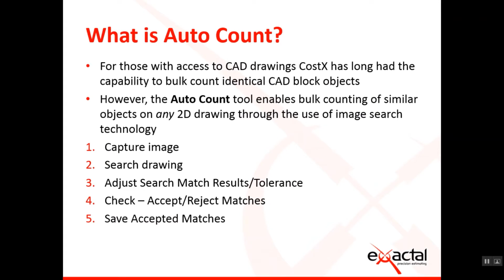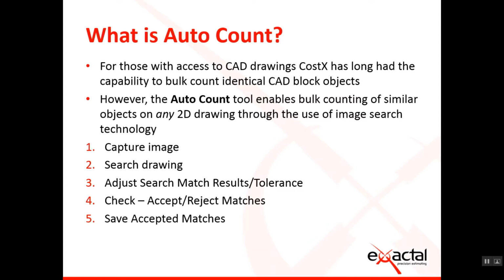So first of all, what is AutoCount? Before we get into that, for those with access to CAD drawings, you're able to bulk count identical CAD block objects. You can do this by holding Shift, Control and left clicking on a particular block on a CAD drawing. With the AutoCount, what that allows you to do is bulk count similar objects on any 2D drawing through the use of image search technology.